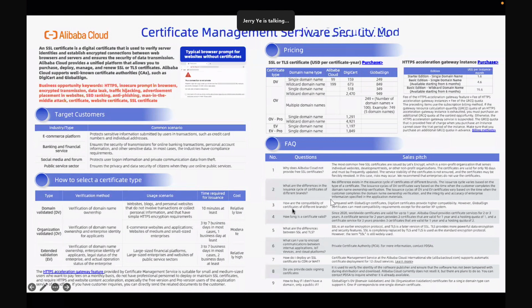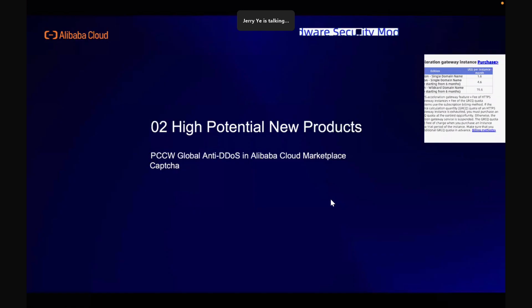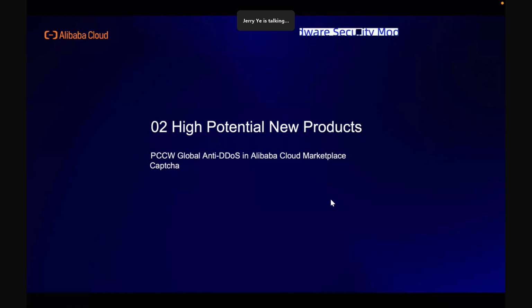And okay, so how is the compatibility of the certificates of the different brands? GlobalSign certificates can meet compatibility requirements except for the early XP systems. Then is the validation periods. You can see most of the information in the official documentation. Okay. So the second part will be the high potential new products.